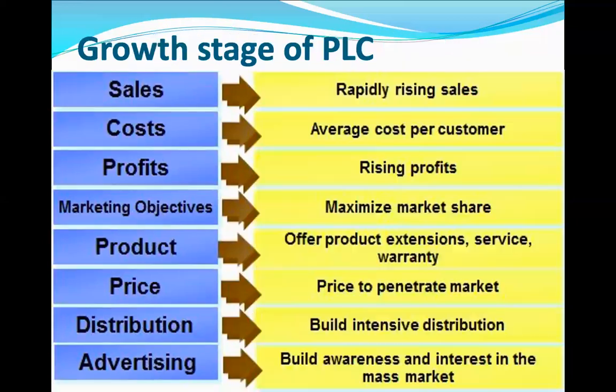The growth stage of a product, what are the traits? And I said the 6 traits are based on the first 3: sales, cost, profits. So there'll be rapidly rising sales at this stage. The cost becomes average cost per customer because you've started making money. You might be able to recoup some of your fixed assets, the cost of them, and so on and so forth. So the cost per customer becomes average. Profits, what happens? There is rising profits at this stage.